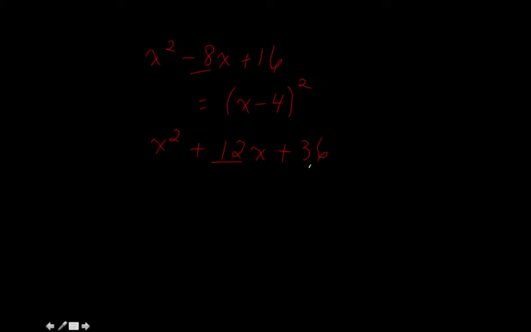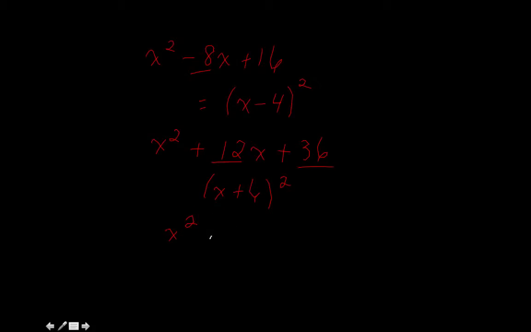If you see, for example, x squared minus 8x plus 16, half of this is negative 4, and that squared is 16. So this is a perfect square trinomial. x squared plus 12x plus 36: half of this is 6, and that squared is 36.